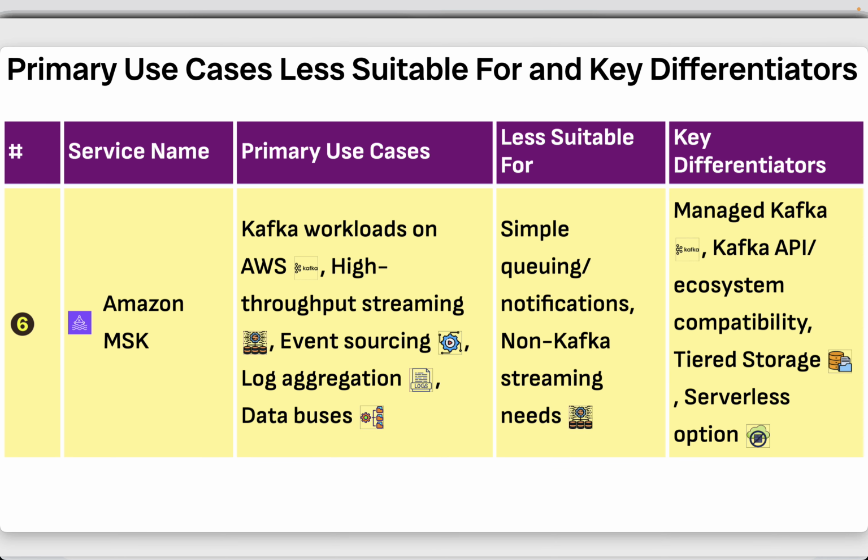MSK is the go-to for Kafka workloads on AWS: high-throughput streaming needed around the Kafka ecosystem, event sourcing, databases. It is less suitable for simple non-Kafka streaming needs. Key differentiators: managed Apache Kafka, Kafka API and the ecosystem, any kind of compatibility with Kafka, tiered storage and serverless option.